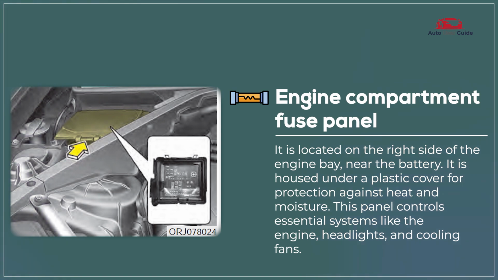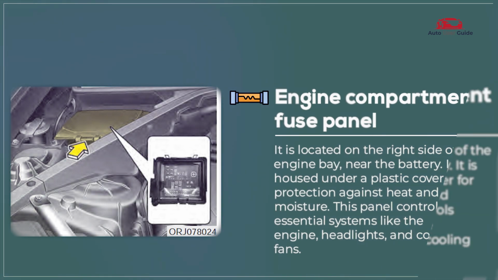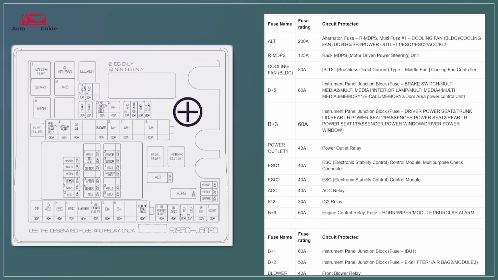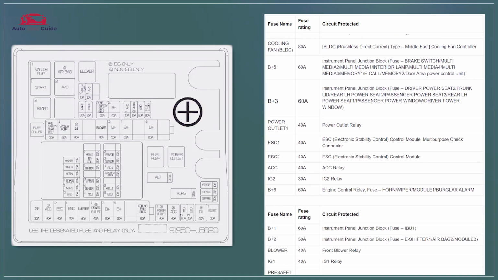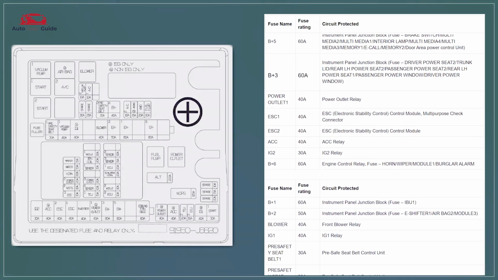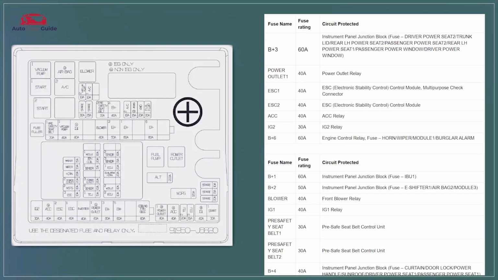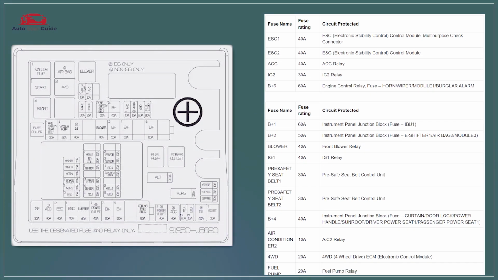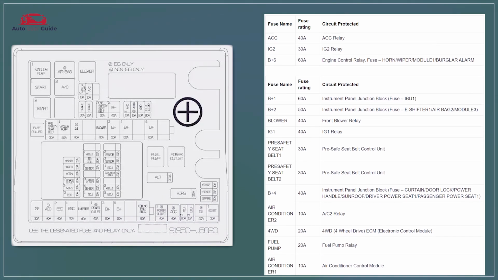Engine compartment fuse panel. The engine compartment fuse panel in the 2020 Kia K900 protects high-power systems such as the engine, headlights, and cooling fans. It is securely housed under a durable cover to shield it from heat and moisture. The panel is clearly labeled for easy identification and replacement of fuses.